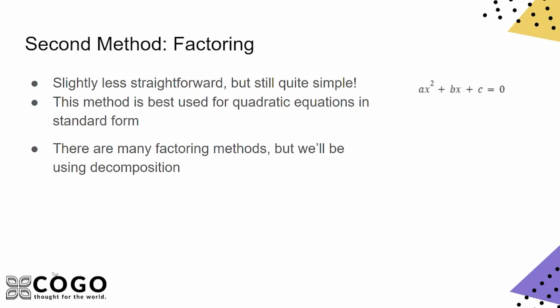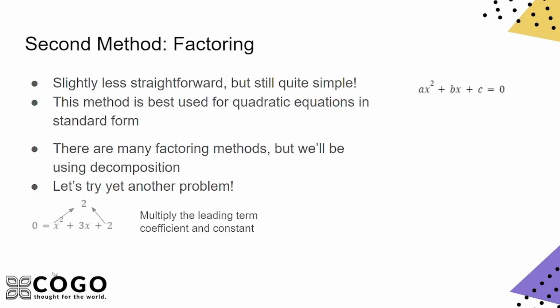Now, there are many ways in which one can go about factoring, but the one I'm going to be showing you is a method called factoring by decomposition, where we essentially break the quadratic equation apart to figure out what its factors are. For the sake of comprehension, let's try yet another practice problem. Take the equation 0 equals x squared plus 3x plus 2.